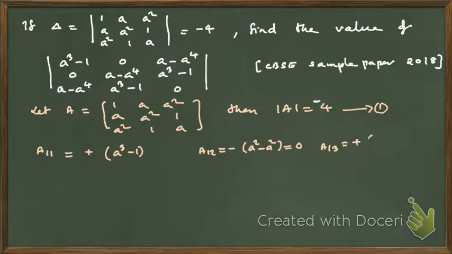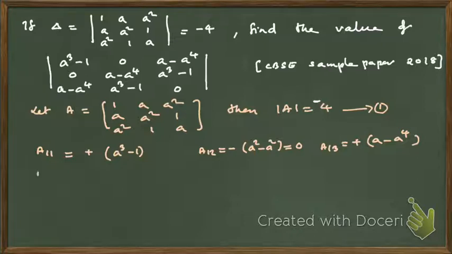Now A12, the cofactor of the second element a12. I first put the position sign, which is minus, then its minor. Delete the row and the column it belongs to. You can see 4 different elements, a, 1, a square, a, and you cross multiply. a into a is a square, minus a square, which is 0. Now A13: the position sign will be plus because it goes alternate plus, minus. Delete the row and the column it contains. You cross multiply. a into 1 is a, minus a raised to 4. So a minus a raised to 4.